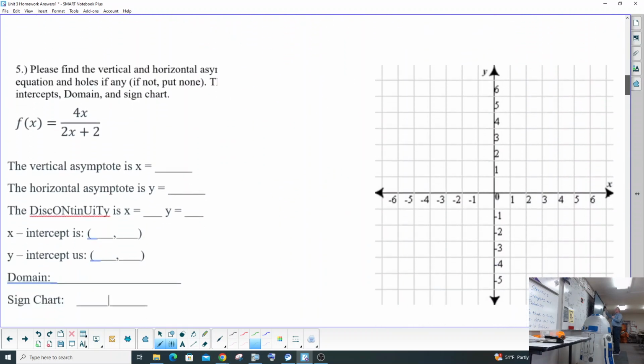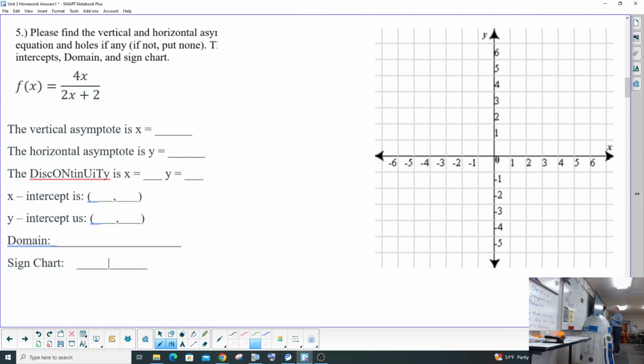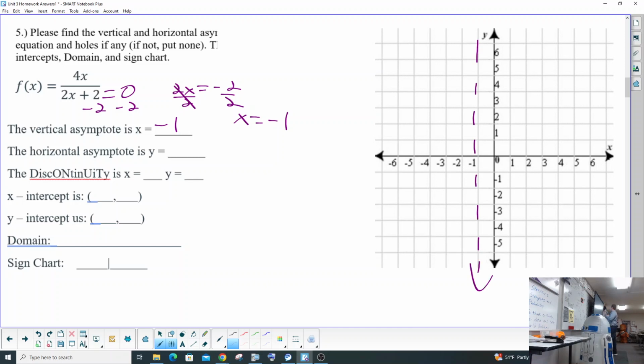Okay, number 5. Vertical asymptote, set the bottom equal to 0. Go a bit faster. We're going to subtract 2 from the other side. So now we have 2x equals -2. Divide by 2, divide by 2. We get -1 for the vertical asymptote. That's right here. Vertical asymptote.